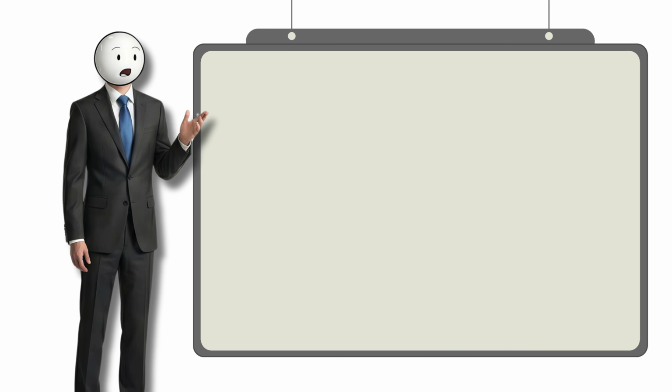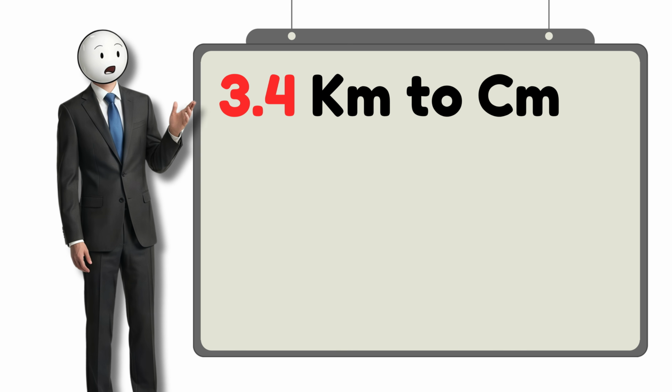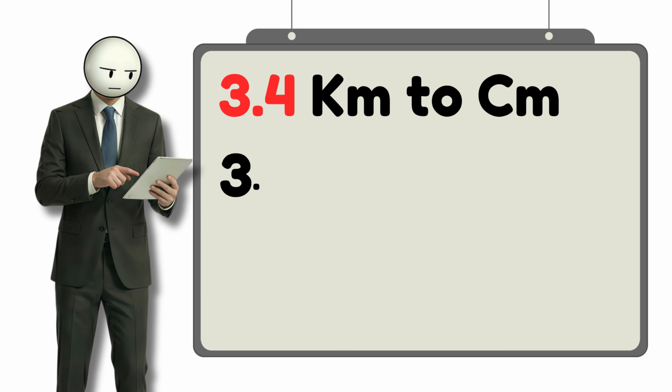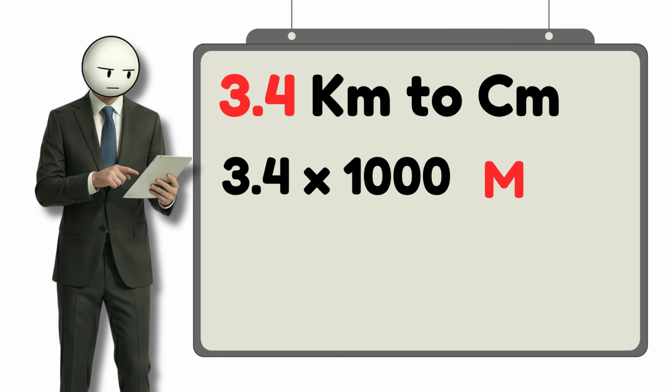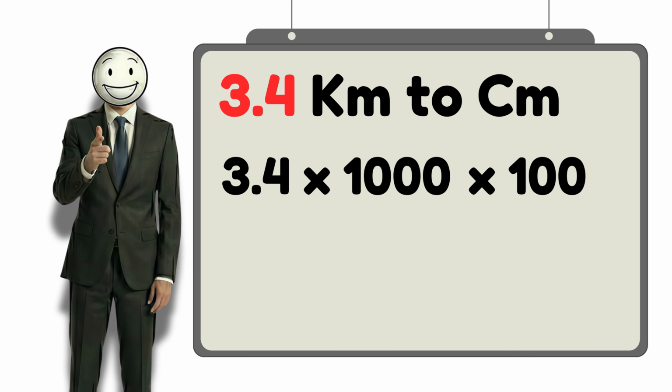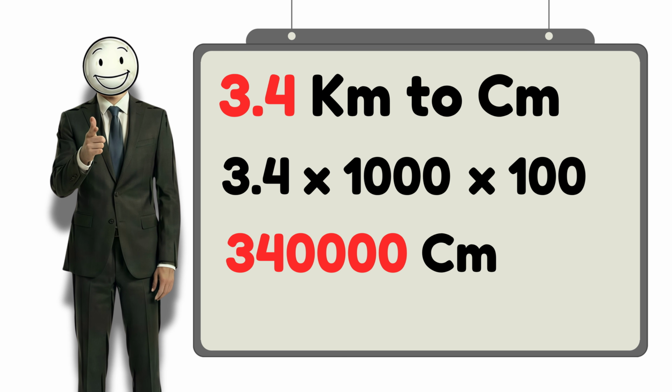Now, let's convert 3.4 kilometers to centimeters. We are moving right, so we multiply. First, multiply by 1,000 to get meters, then multiply by 100 to reach centimeters. The result is 340,000 centimeters.